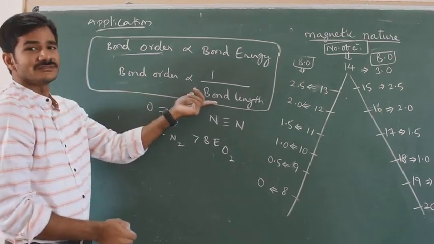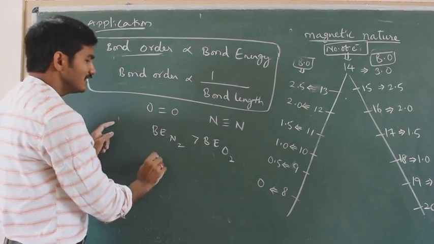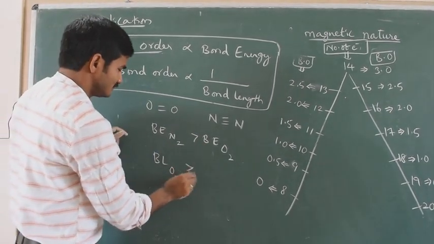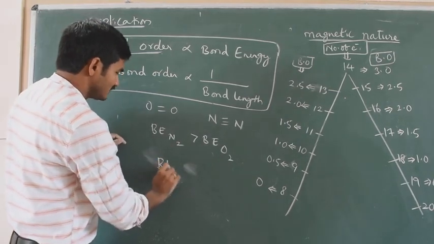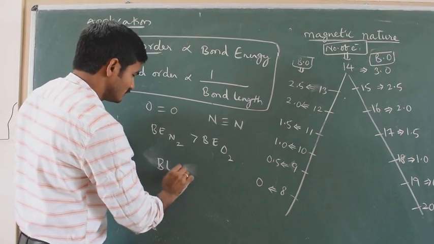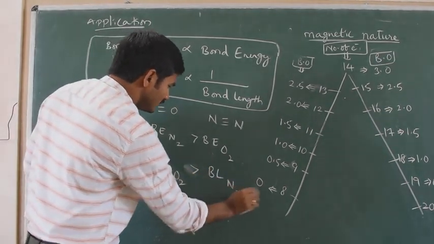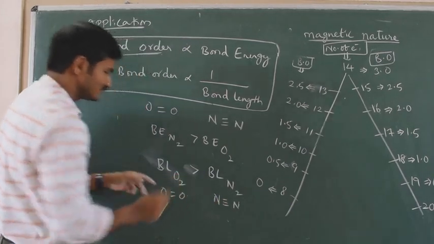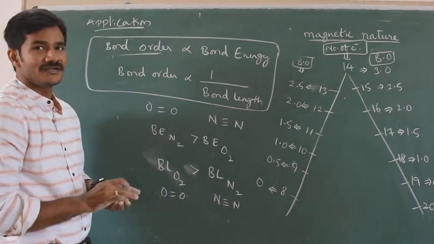And what about the bond length? Bond order is inversely proportional to bond length. Which has more bond length? Bond length of O2 is more than bond length of N2, because N2 is triple bonded and O2 is doubly bonded. So this bond length will be more. Based on this point we can find out the bond energy and bond length also.